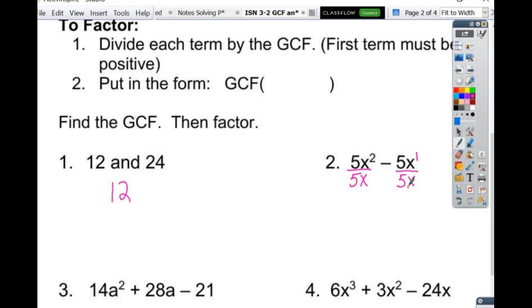So I'm going to divide by 5x. And when I divide by 5x, I'm going to put the 5x on the outside, and then I go ahead and divide. So 5 divided by 5 is 1. X to the second divided by x. So if I have 2 x's, 1 cancels out and leaves me with 1x. So I have x minus 5 divided by 5 is 1. And what happens with my x's? They cancel out. So this is what we get. And this is called dividing out a greatest common factor.